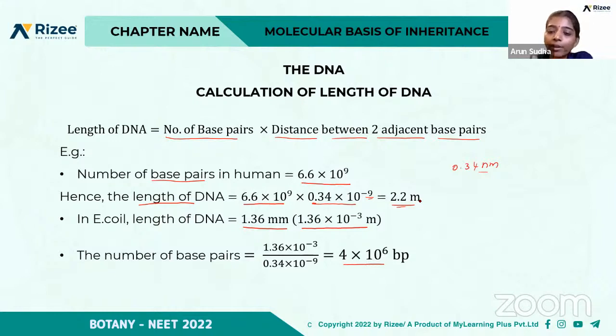So if you take the length of the DNA, it is highly lengthy, right? 2.2 meters, but it has to fit into the nucleus. So how is that happening? It has to be in a coiled form and packaged. It cannot be straight because the length itself is 2.2 meters. So how is the packaging of DNA happening?